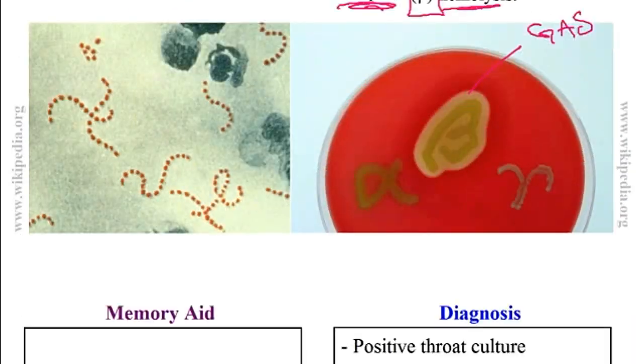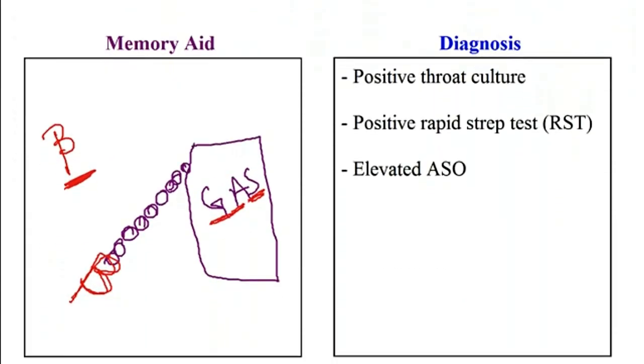And then in terms of the diagnosis for infections with group A Streptococcus, you can obtain a culture of the throat. If they can grow the beta hemolytic streptococci, then that's one diagnostic feature. You can also perform a rapid strep test.